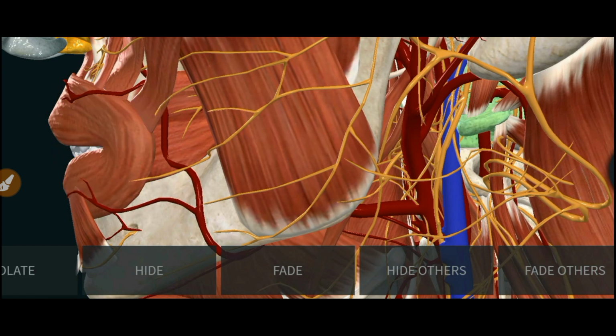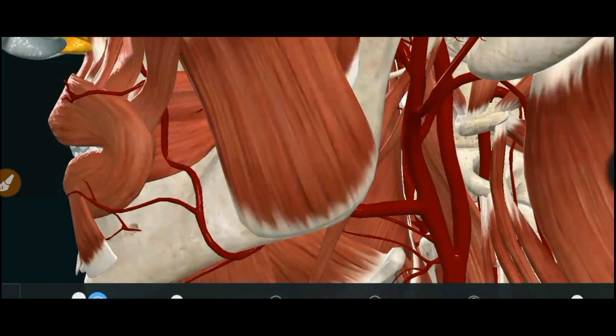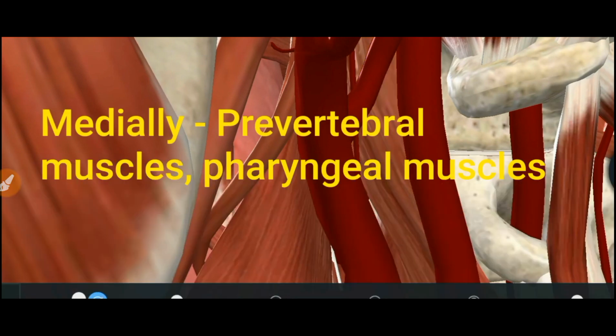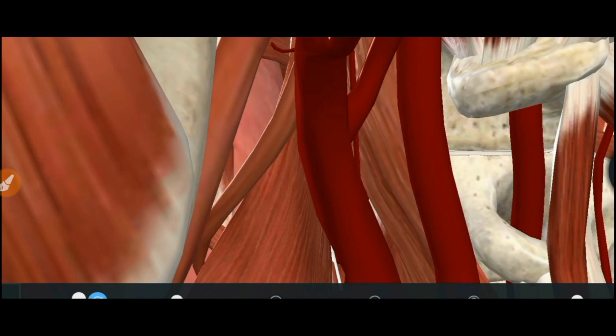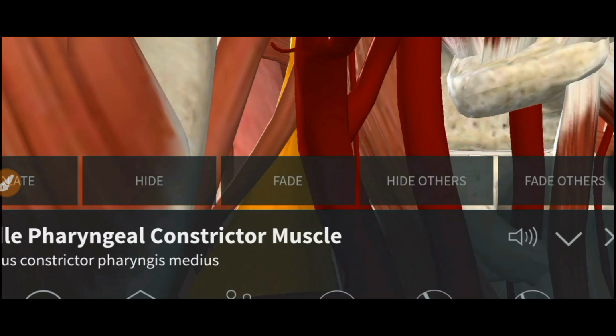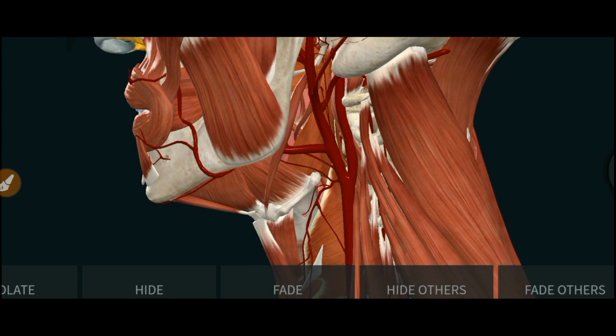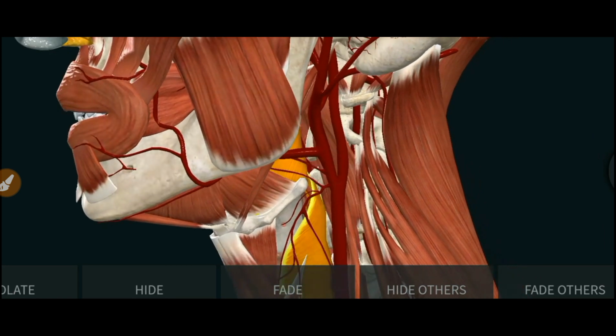Posteriorly you can see the internal jugular vein, transverse processes of the upper three cervical vertebrae and prevertebral muscles, and medially you will also see prevertebral muscles. If you take out all the vascular structures, you can see the prevertebral muscles related medially, and also the pharyngeal muscles, the circular or constrictor muscles of the pharynx, are related medial to it. So anterolaterally, anteriorly, medially and posteriorly, these are the relations of the cervical part. Remember, the cervical part does not give any branch.